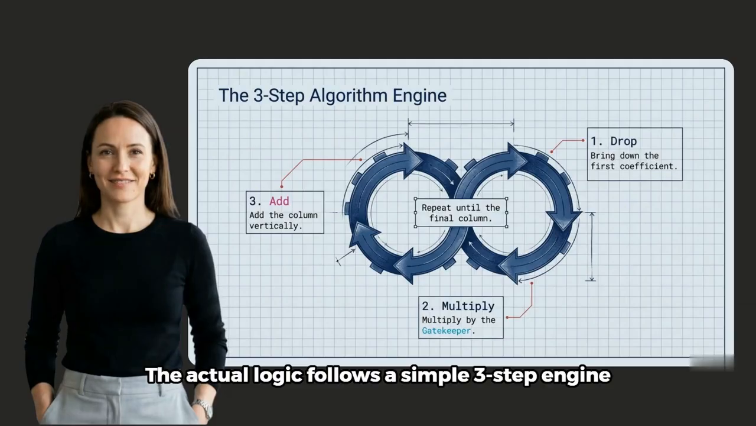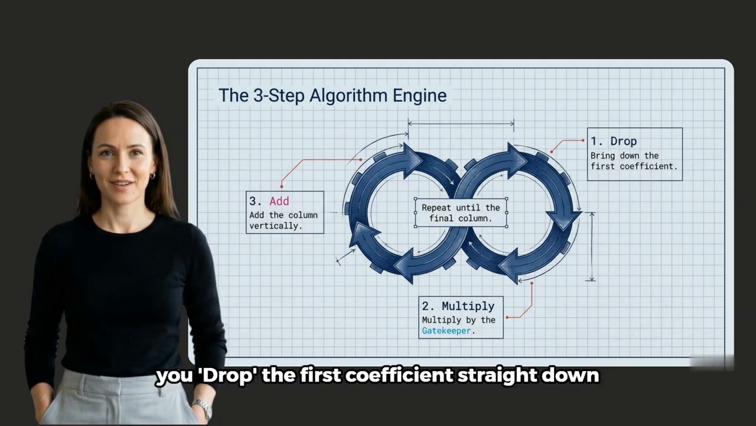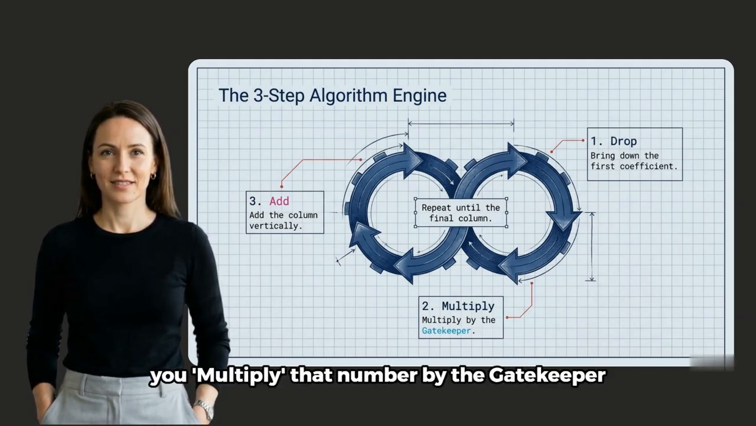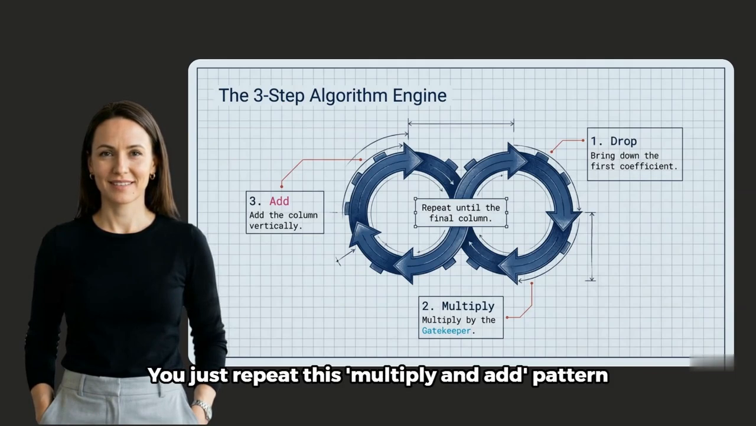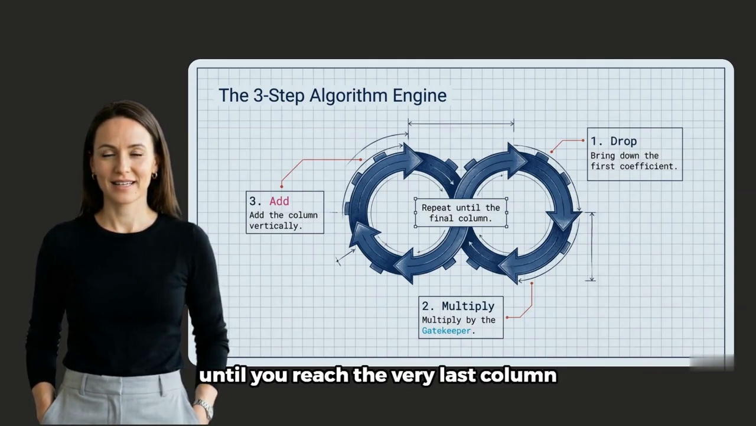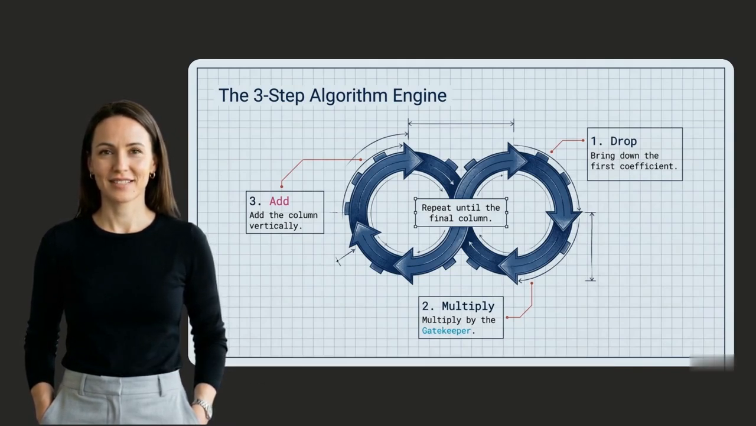The actual logic follows a simple three-step engine. First, you drop the first coefficient straight down. Second, you multiply that number by the gatekeeper. Third, you add the numbers in the next column vertically. You just repeat this multiply and add pattern until you reach the very last column. It's rhythmic and surprisingly satisfying once you get into the flow.